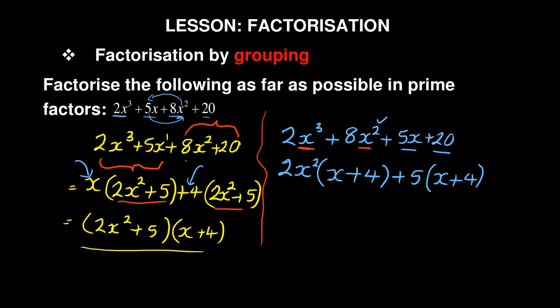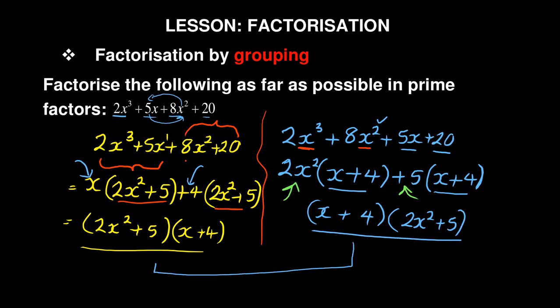So now you can see that you have got two similar brackets, x plus 4, which is what is important, and you're supposed to have similar brackets. Then you need to write what is outside the bracket. You can see there is 1 and there is the other part. Then it will be, in this case, 2x squared plus 5. Now if we compare the two, you can see something interesting. 2x squared plus 5, we have 2x squared plus 5 in the other one. And x plus 4, we also have x plus 4.